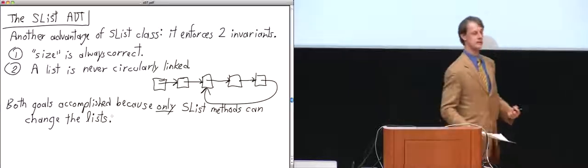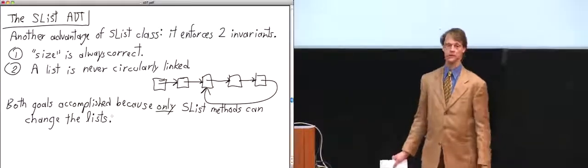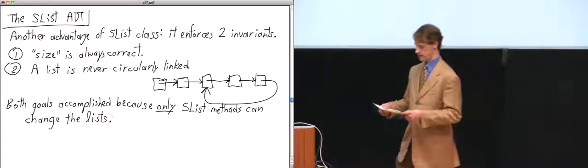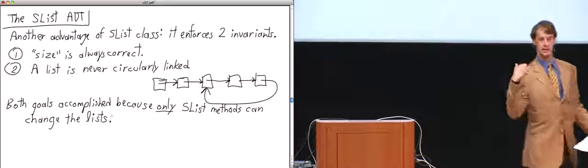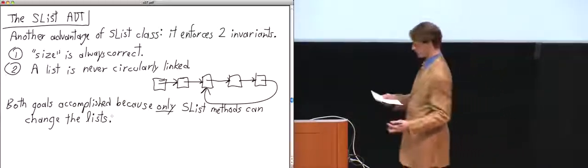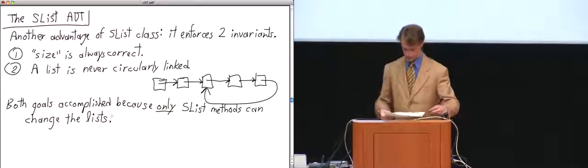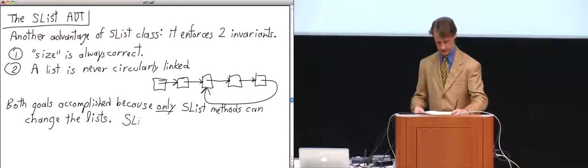Because only the methods of the S-list class can change the S-list's internal fields. Nobody else can change them. And you can write your methods in a way such that they always enforce these invariants, assuming that they were already satisfied. How does S-list ensure this? By two means.